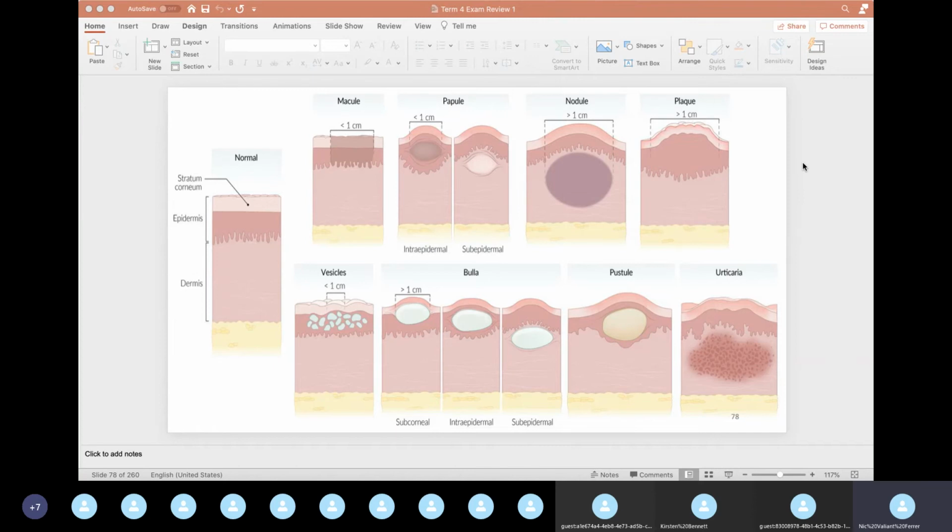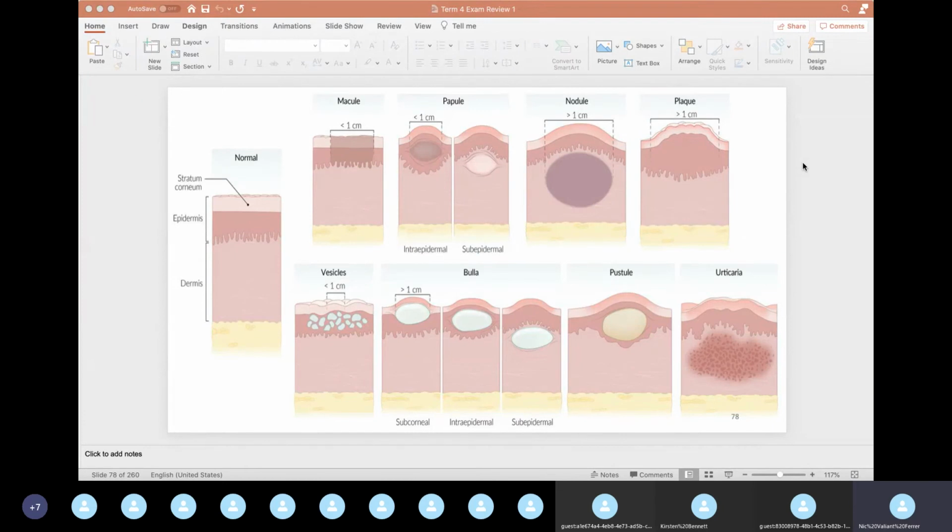Contrast that one with your nodule. Your nodule is in your dermis. That's big. It's more than 1 cm. Your plaque is more than 1 centimeter, and it affects your dermis and your stratum corneum.